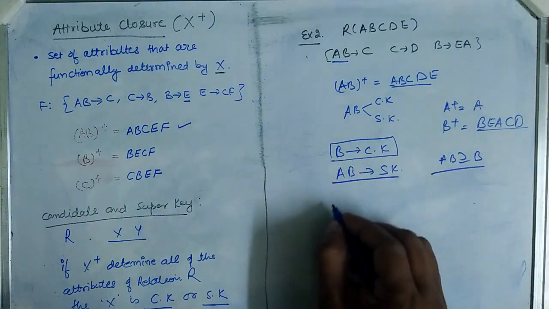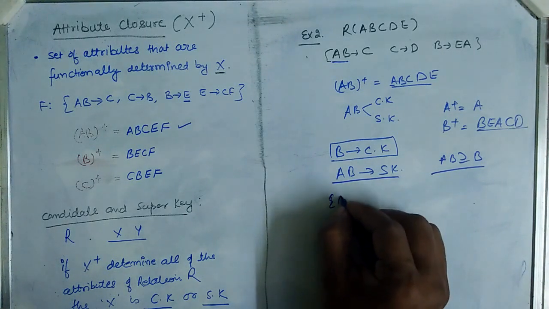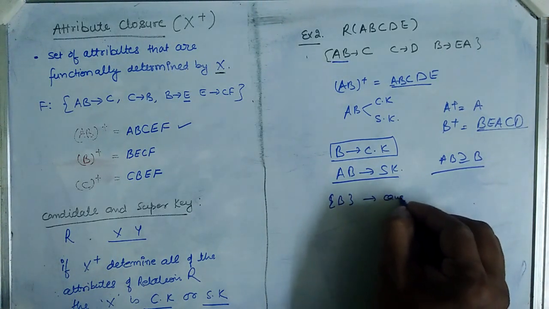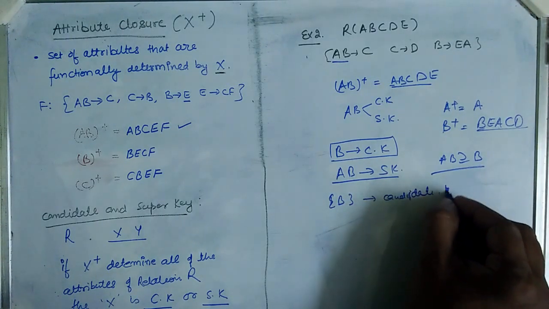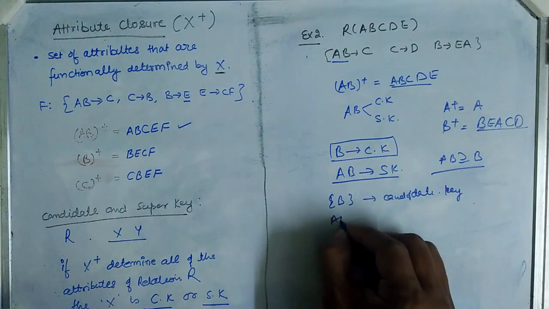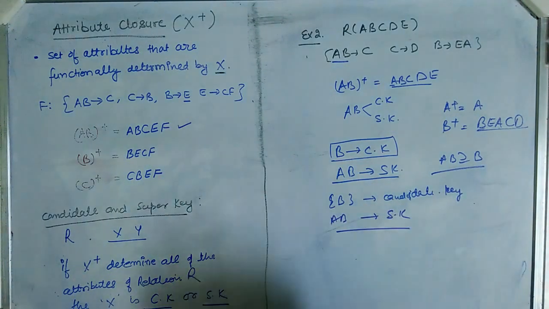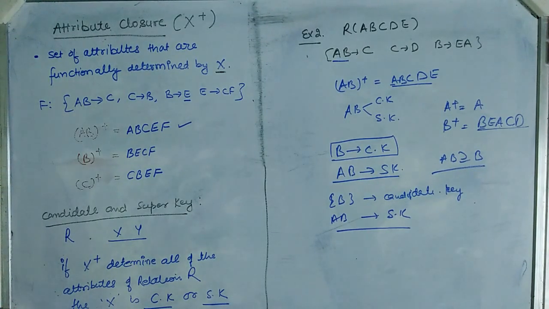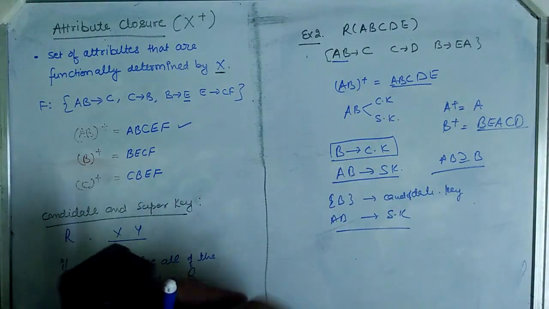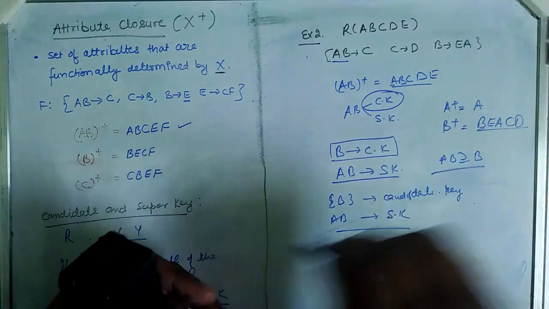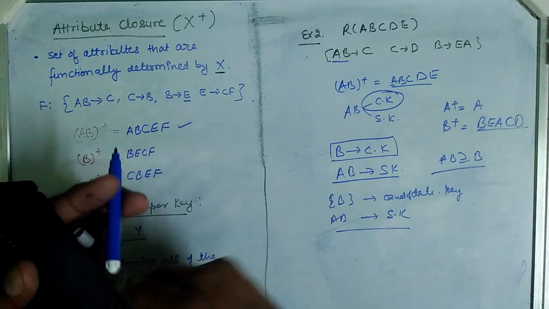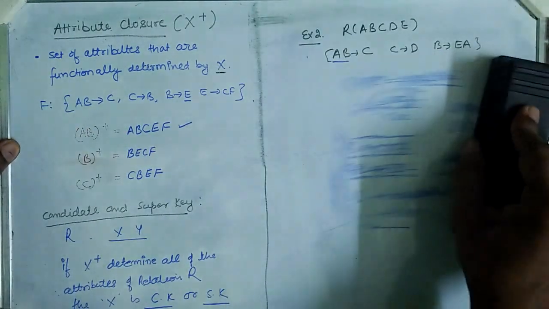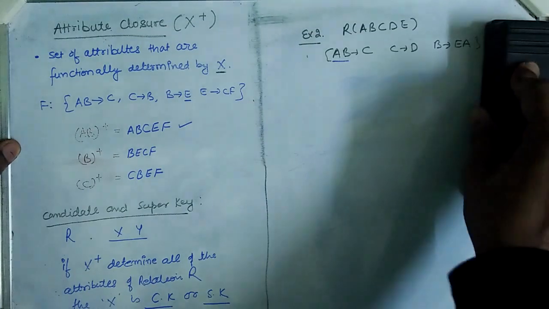So in this scenario, B is the candidate key and AB is a super key. Fine. So in the relationship, we can have more than one candidate key. Now in the last two examples, we only focused on one candidate key in our relation. So let's take another example in which we have to find out all the candidate keys in our relation.